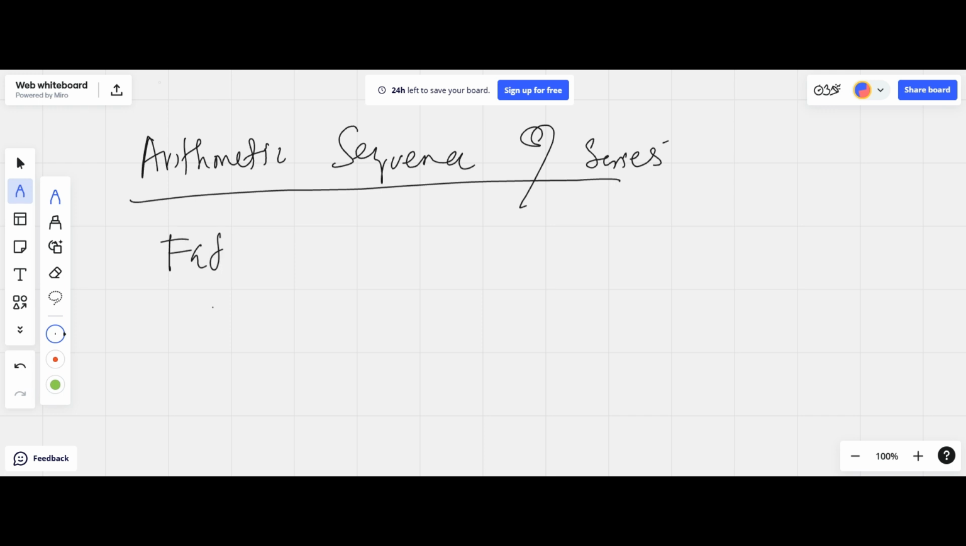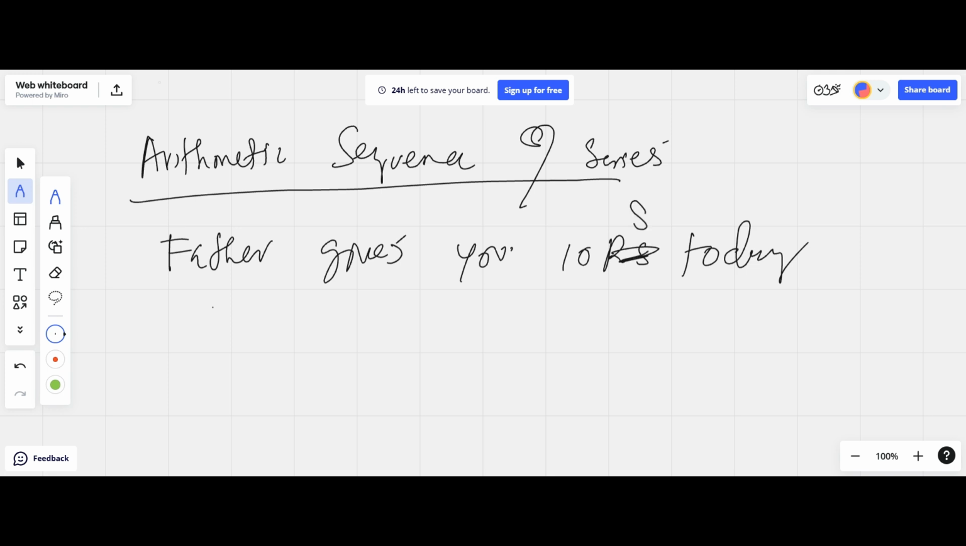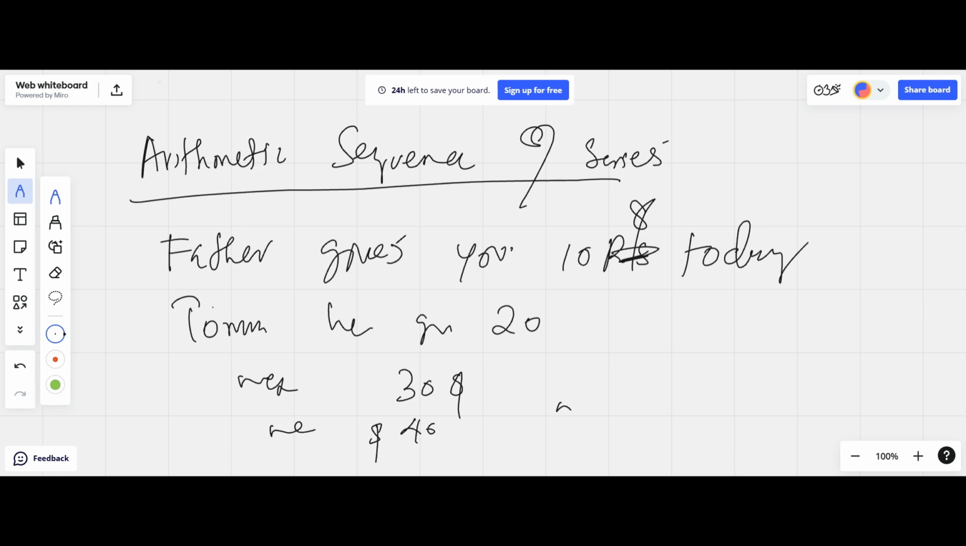Let's say your father gives you 10 rupees today, or $10, whatever. Your father gives you $10 today. Tomorrow he gives you $20. Next day he gives you $30, next day $40, next day $50. Likewise, he adds $10 and gives you every day.